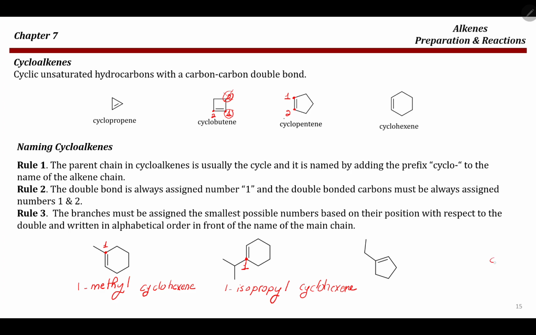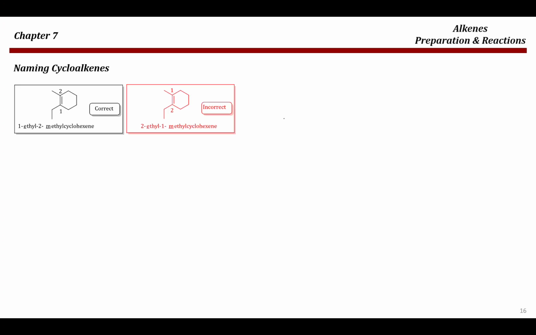This is a cyclopentene. Again, the branch is at the double bond, so this is going to be carbon number 1, and this is 1-ethyl cyclopentene. So if we just have one branch at the cycle and this branch is at the double bond, you just start numbering from that carbon. Now, what if we have more than one branch?